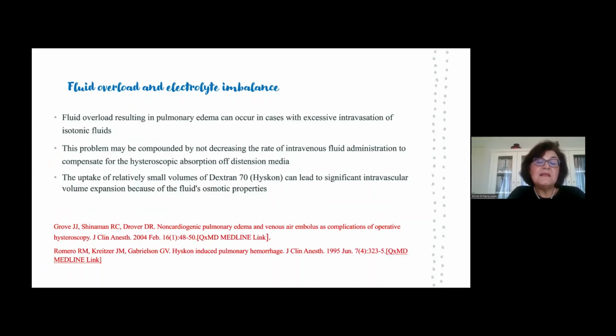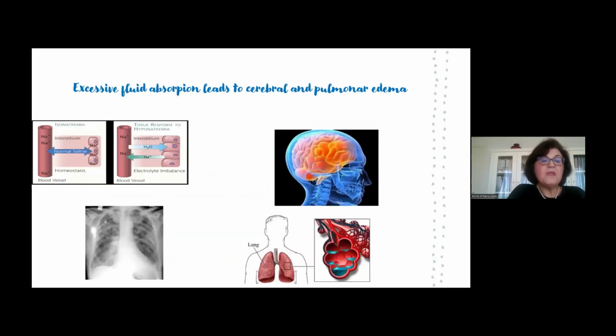Fluid overload resulting in pulmonary edema can occur in cases with excessive intravasation of isotonic fluids. The problem may be compounded by not decreasing the rate of intravenous fluid administration to compensate for hysteroscopic absorption of distension media. The uptake of relatively small volumes of dextran can lead to significant vascular volume expansion because of its osmotic properties. Here is a picture of how excessive fluid absorption leads to cerebral and pulmonary edema.